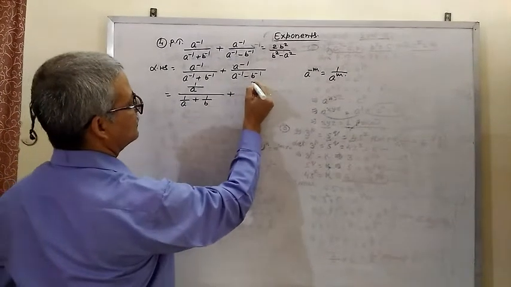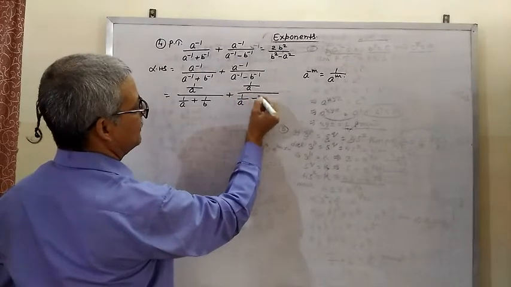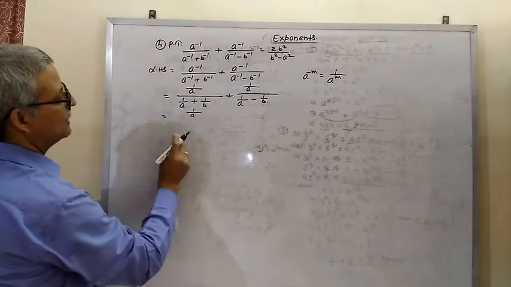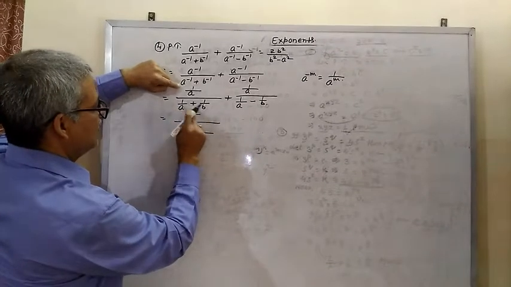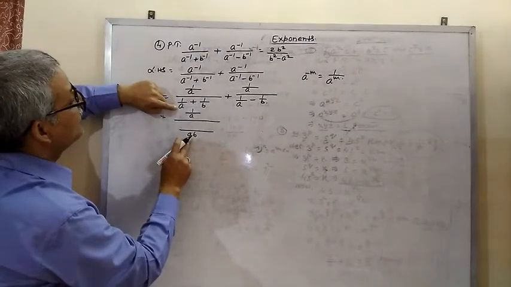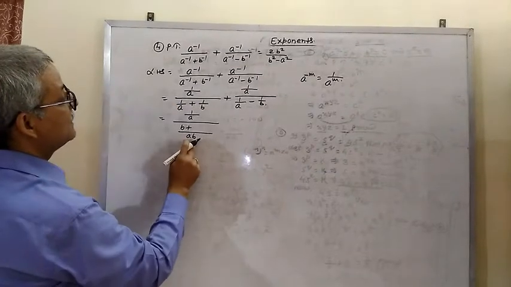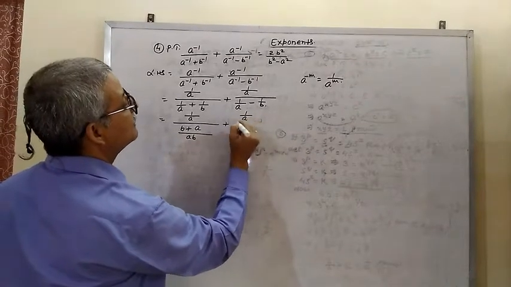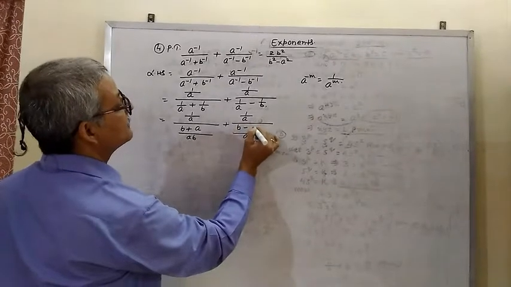Plus similarly a to the power minus 1, that is 1 by a, divided by 1 by a minus 1 by b. Now here simplify it properly. 1 by a divided by this one. So now in the denominator take the LCM. A and b, their LCM is ab. So now ab divided by a, a cancels, b left, plus ab divided by b, b cancels, a left, a into 1, that is a. Plus 1 by a divided by, again here ab is the LCM, so now it remains b minus a.